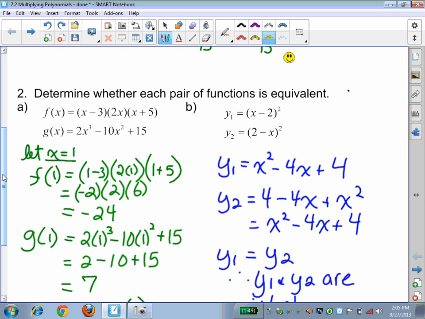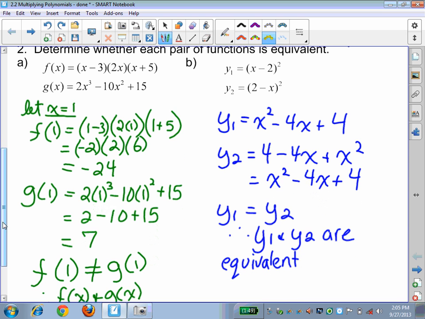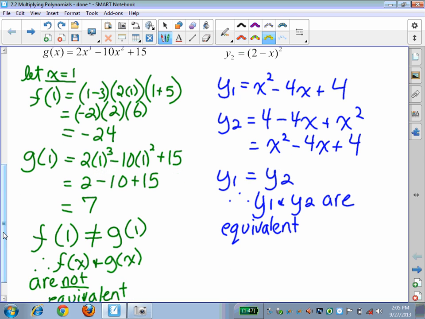is equivalent. So for A, looking at the complexity of each function, we are going to just sub in a value. So we're just going to arbitrarily pick x equals 1, sub it into each function. So we sub it into f at 1, and the solution becomes negative 24. Whereas if you sub it into g at 1, the solution becomes 7. So this way we can state that f at 1 does not equal g at 1, and if they do not equal, therefore the functions are not equivalent.